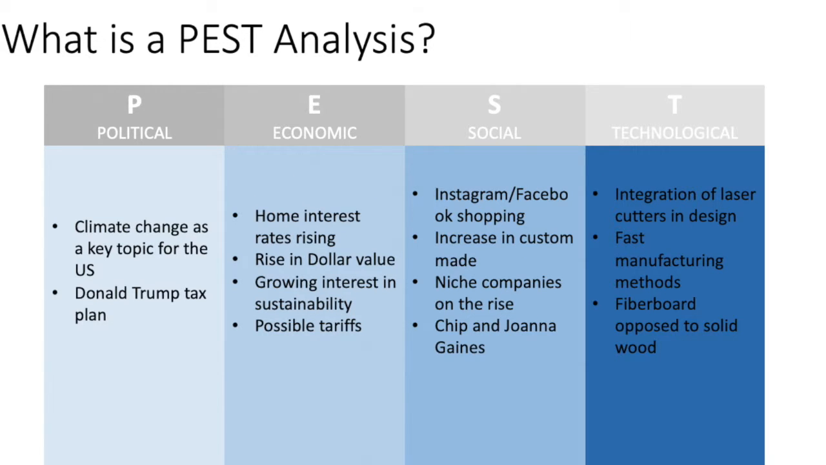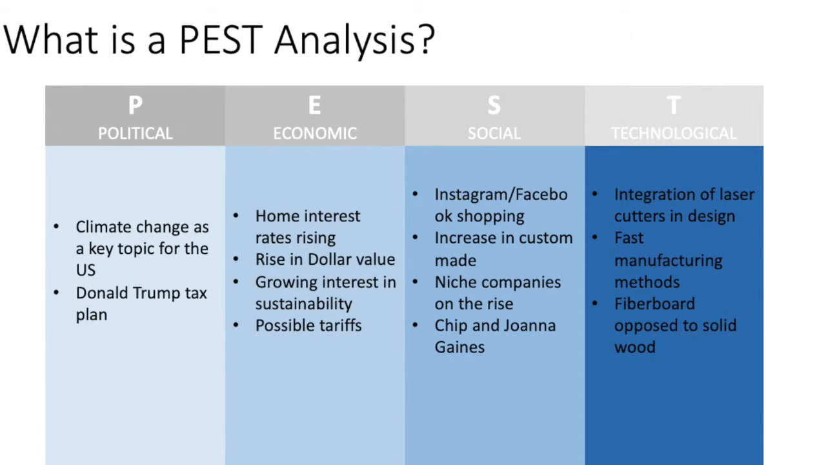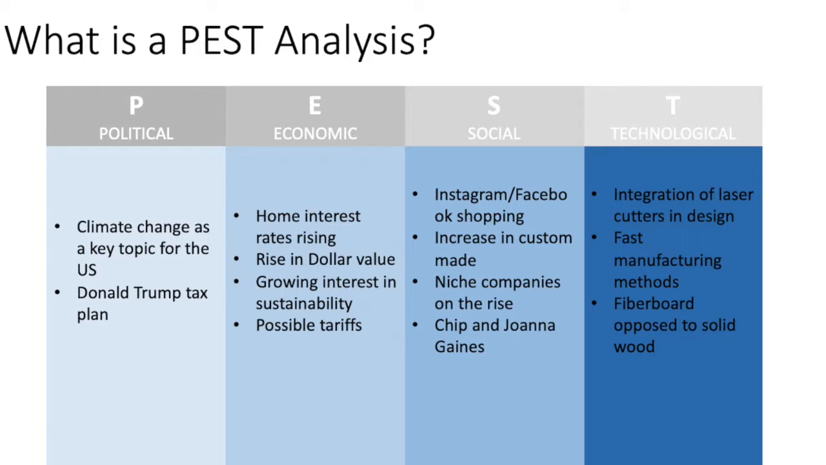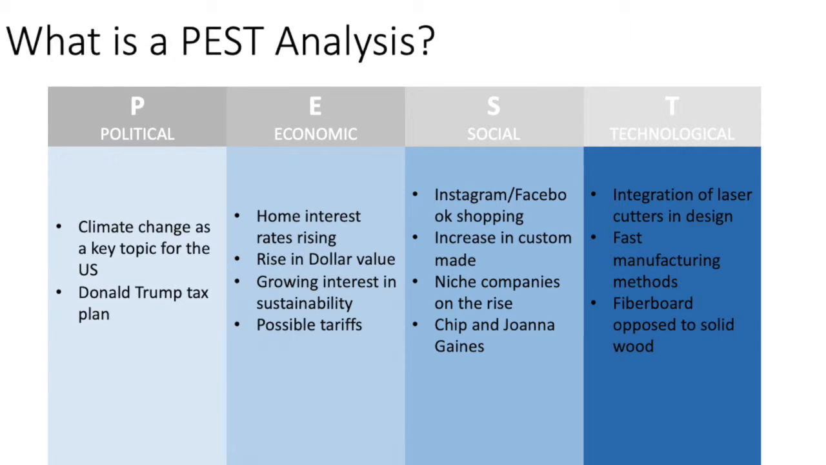So a PEST analysis for the Winston Find. So for the political landscape, we hear a lot about climate change and that being a key topic for the US. So with climate change, sustainability kind of comes hand in hand with that, and how can we as a population make an impact on climate change in a positive way. And for us, we're going to do that through sustainability and through using pre-owned product. Donald Trump also released his new tax plan, so this tax plan will also impact small and large companies.